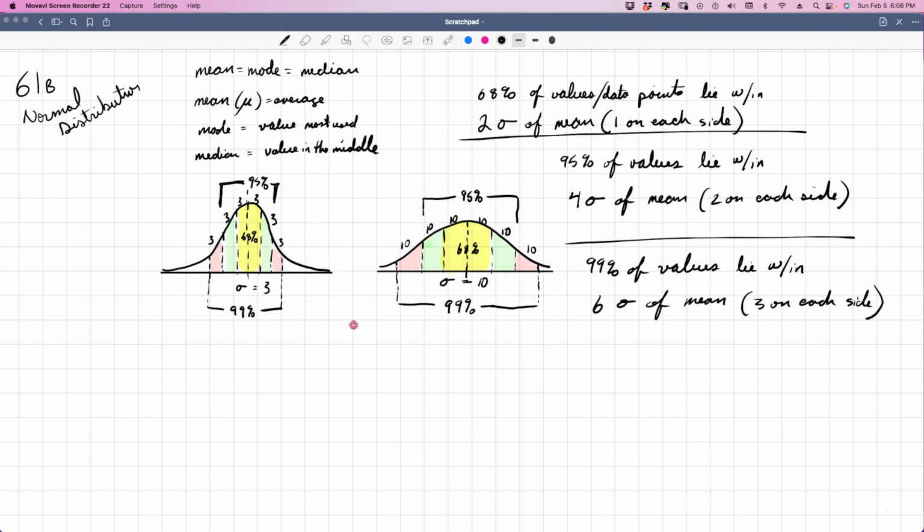And the outliers are going to be those that do not fall within 99% of the data points. So 99% of the data points are going to be within 6 standard deviations of the mean. That's 3 on each side of the mean. So we went from 95% being within 2 on either side of the mean to 99% being within 3 on either side of the mean, for a total of 6. So any data points that fall outside of our 99%, we call those outliers.